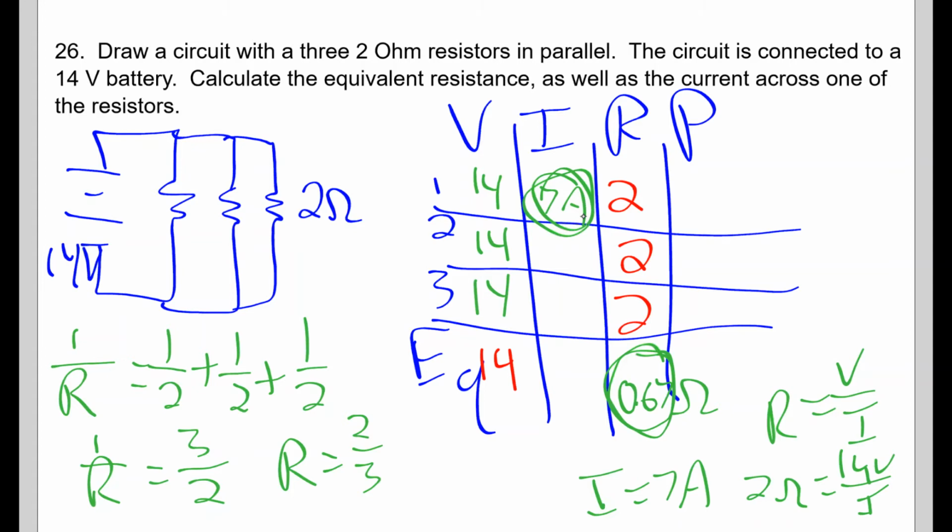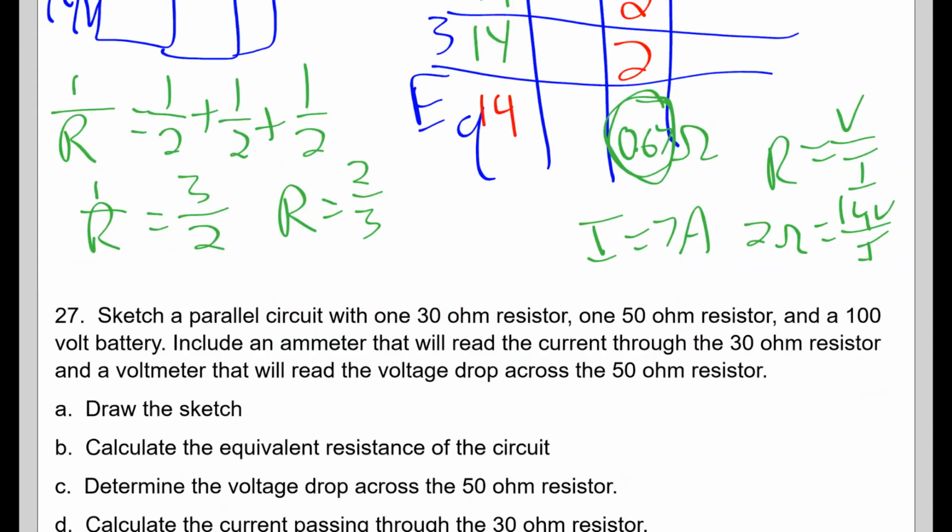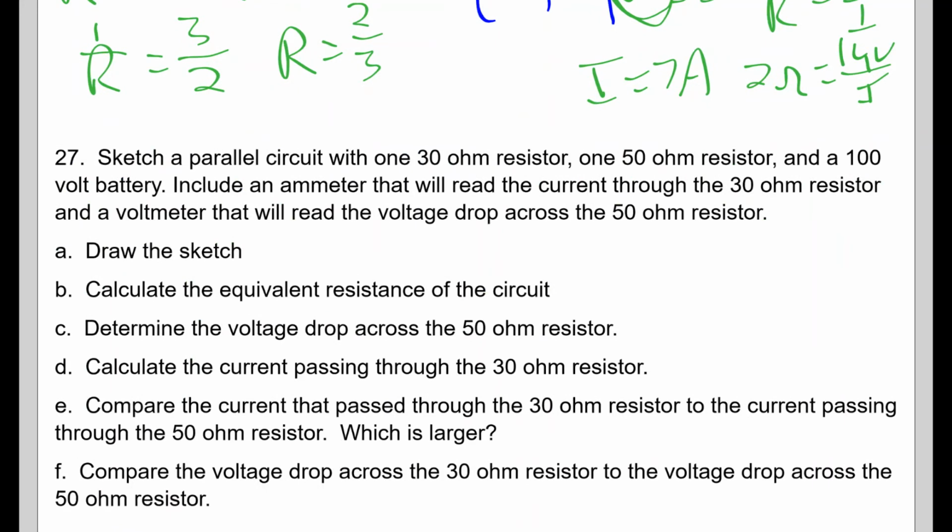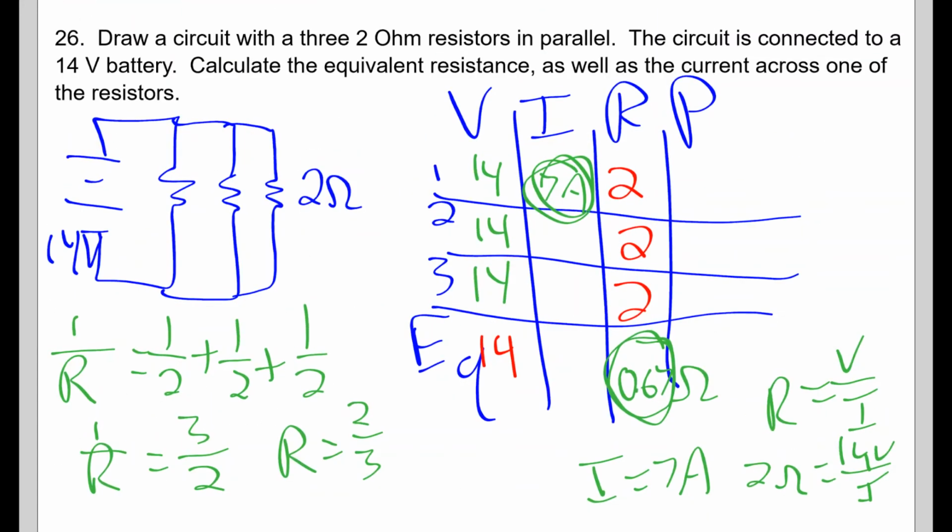That's how we use a VIRP chart on a parallel circuit. Can you try number 27 on your own, and I'll post the solution for that one tomorrow.